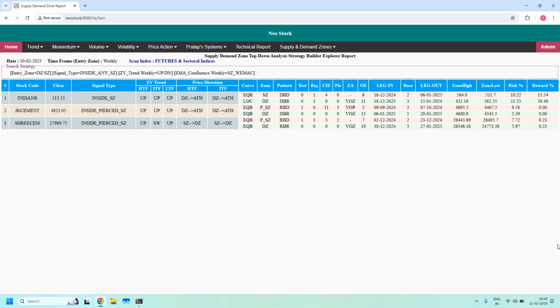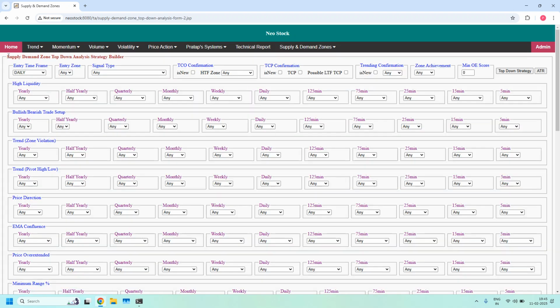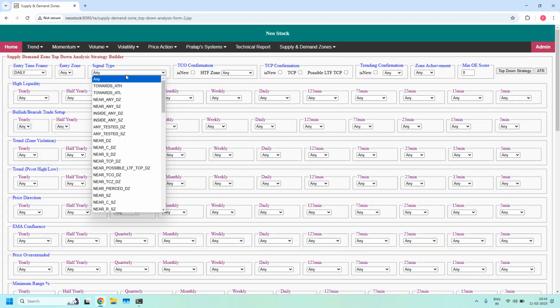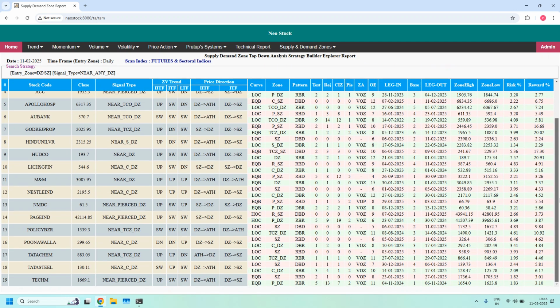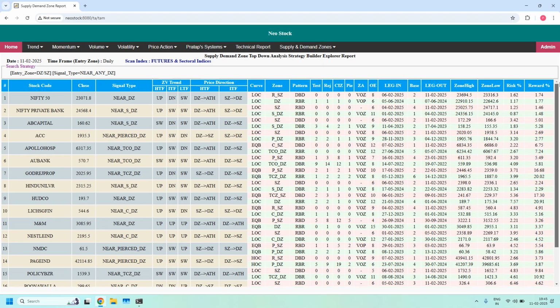And next time frame is daily. So entry time frame daily, let us find the stocks near daily demand zone. We got 19 stocks. Okay, let us identify high liquidity demand zones from this list. This is NIFTY Private Bank. It is not listed in F&O. I am ignoring that.